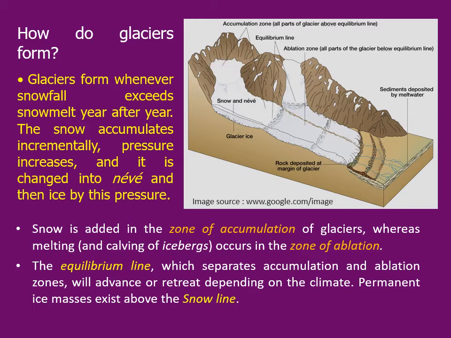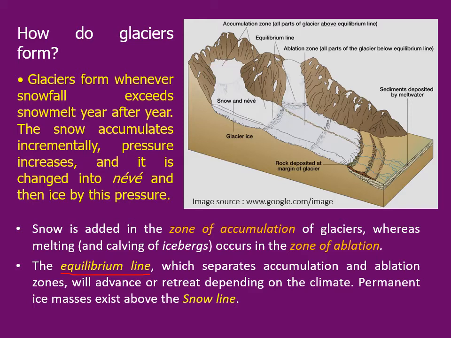Whereas in the downslope areas, from where the loss of glacier in terms of melting, in terms of evaporation, or in case of polar ice masses floating on the seas, breakage of those ice masses to form icebergs, at these portions the loss of glacial ice mass occurs. So this is known as the zone of ablation. Now the line separating the zone of accumulation and the zone of ablation is known as the equilibrium line.